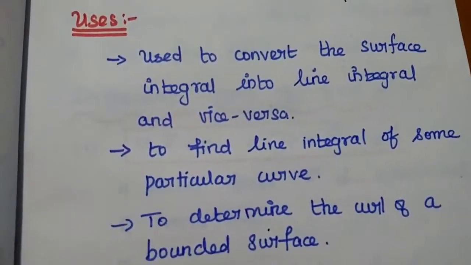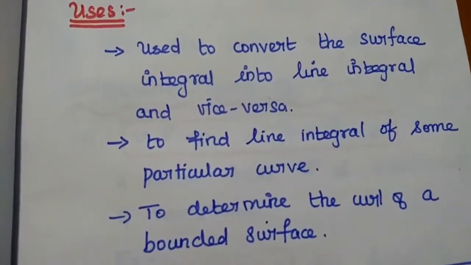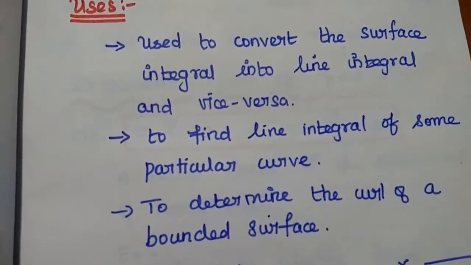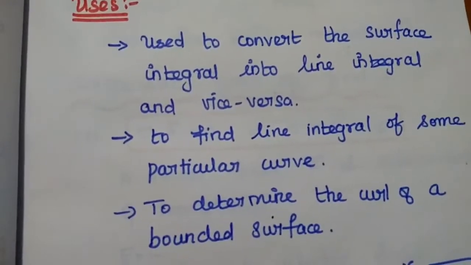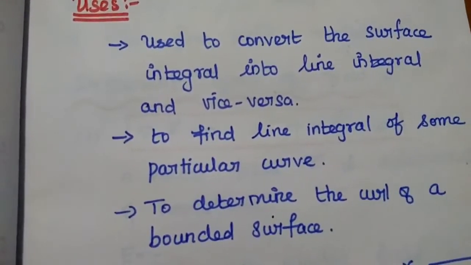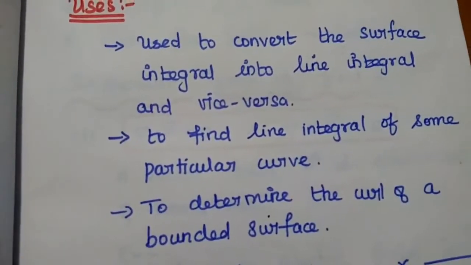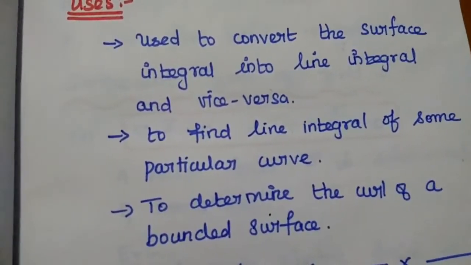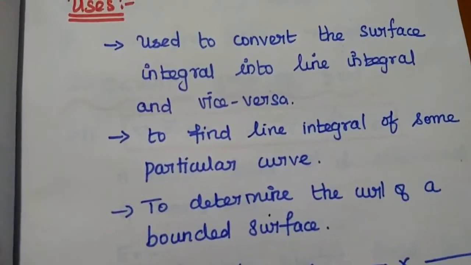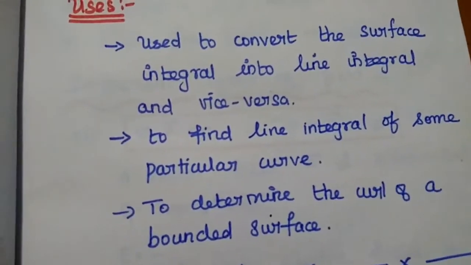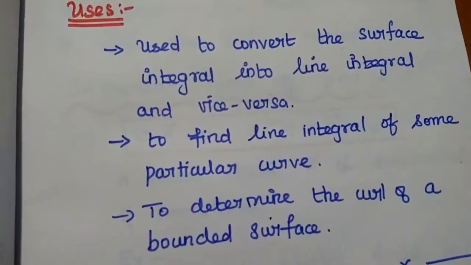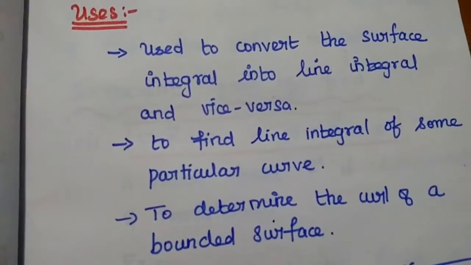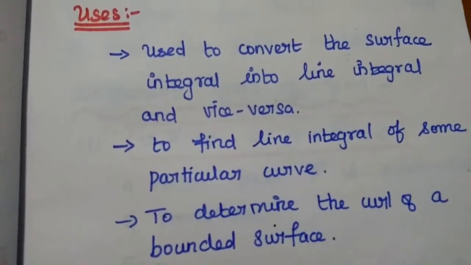Next, applications of Stokes' theorem. Stokes' theorem is mainly used to convert a surface integral into a line integral and vice versa. We can convert a line integral to a surface integral also. And also to find the line integral of a particular curve, I can directly use Stokes' theorem. And also to determine the curl of a bounded surface. So these are the major applications of Stokes' theorem.